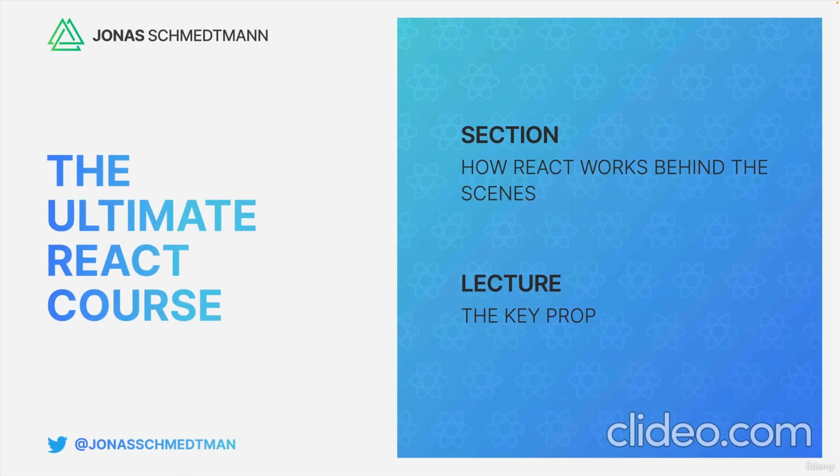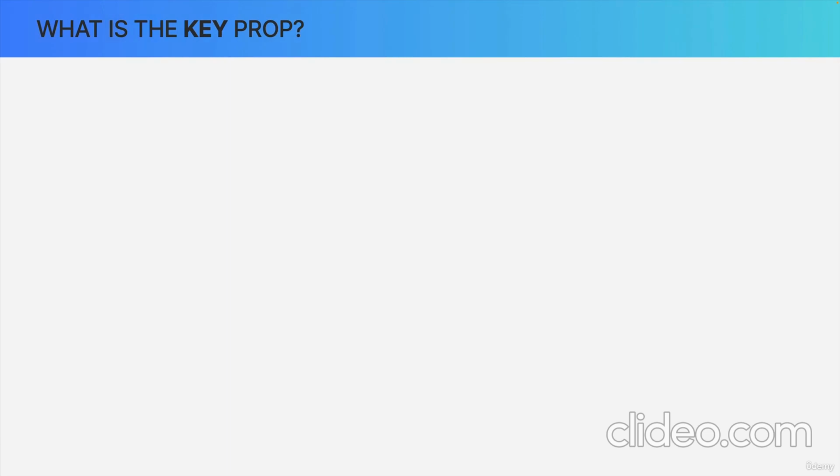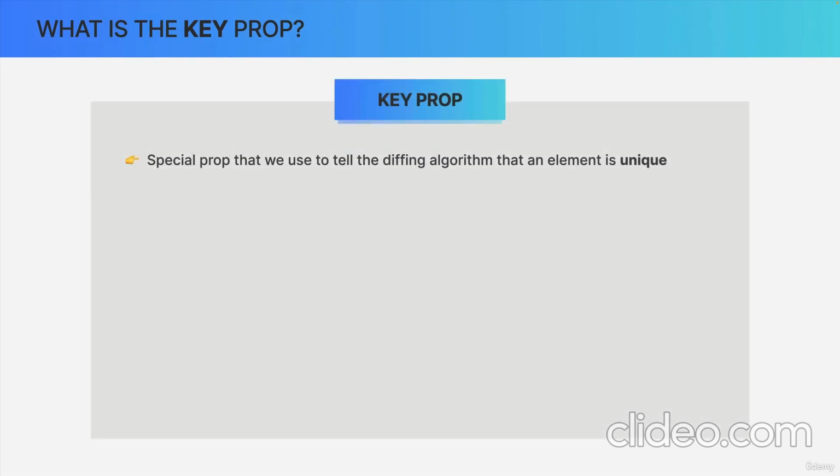Remember how I mentioned the key prop when we talked about how the diffing algorithm works. And so let's now take some time to look at the key prop in detail in order to learn what it does and when we need to use it. So the key prop is a special prop that we can use to tell the diffing algorithm that a certain element is unique. And this works for both DOM elements and React elements. So in practice, this means that we can give each component instance a unique identification, which will allow React to distinguish between multiple instances of the same component type.